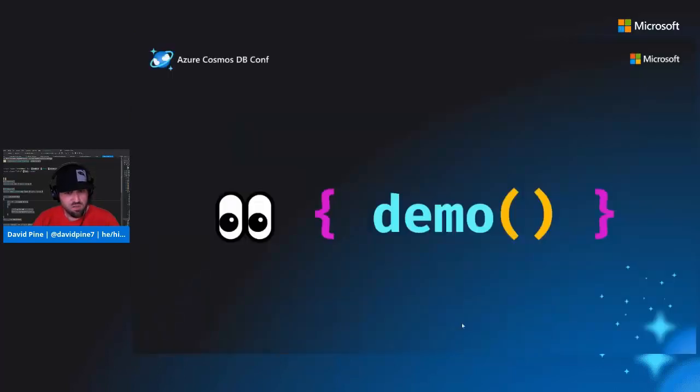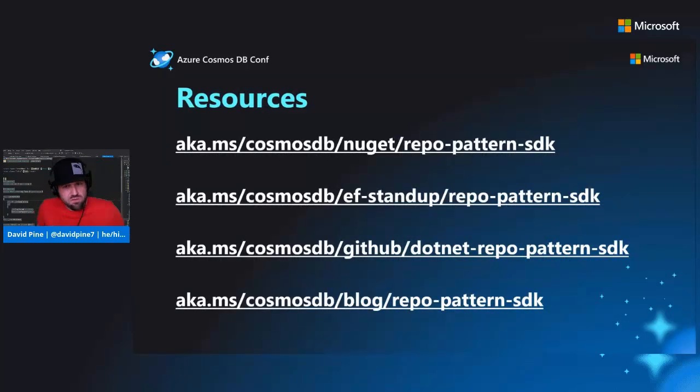So I'm going to go back over here, and here are the additional resources. You can go to aka.ms/cosmosdb/NuGet/repo pattern SDK. That is the NuGet package for the SDK. We also have an Entity Framework stand-up that I was a part of. This is a link for that, where I shared, it was basically a 2-hour deep dive at that point in time, where I actually met with some of the architects and developers of the Entity Framework implementation of the Cosmos provider, and they picked it apart, and we had a great conversation there. The GitHub repo and a blog post where we announced this last year.